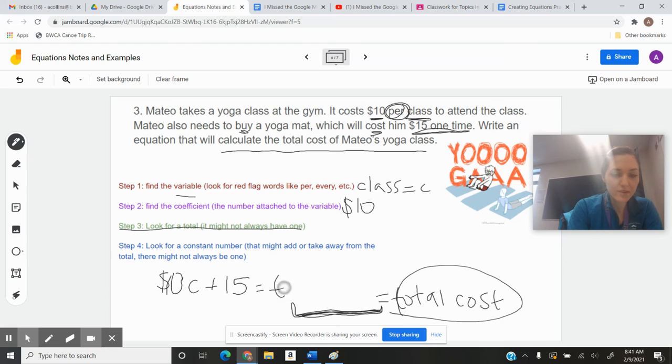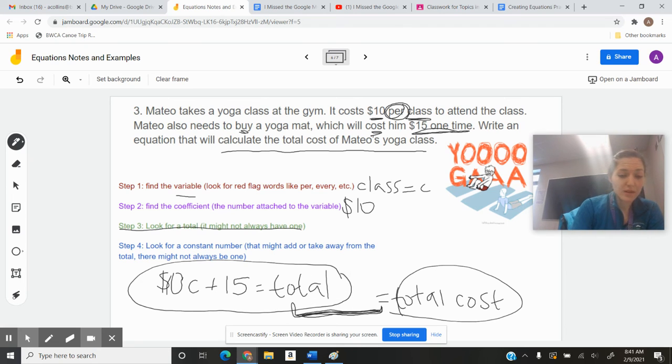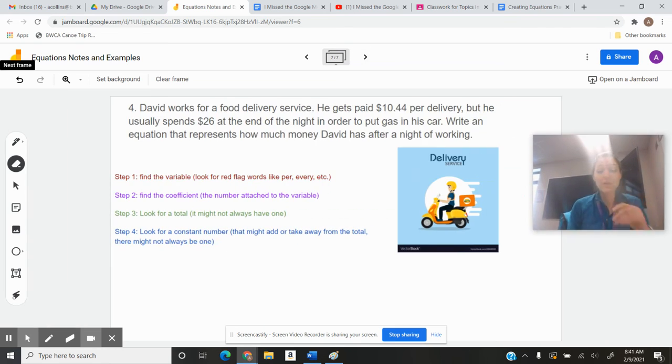All right, and like I said, there is no total for this one. They might not always have a total. This would be an example of when you wouldn't have a total. Okay, so your answer could just be this 10C plus 15. You don't have to say equals total. That's fine. All right, you're going to do number 4 by yourself.